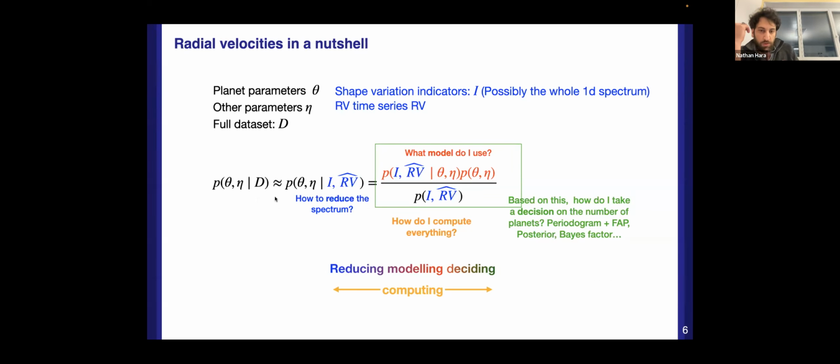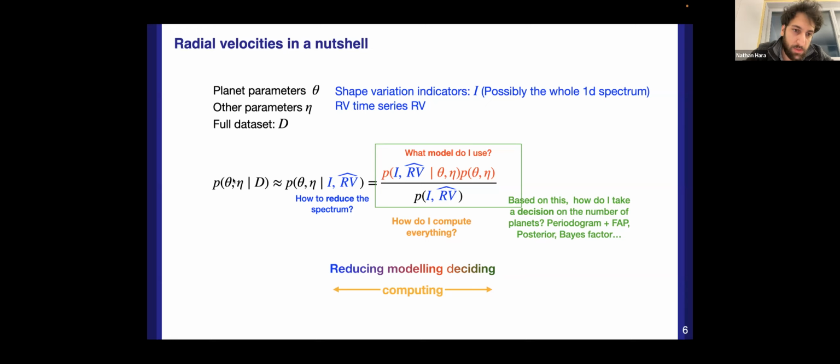Okay, so if we want to try to formalize the problem in a statistical sense of these different steps, let's say that we have planet parameters theta. This is what we want to learn about. We have other parameters, eta, which are, for example, the stellar rotation period and offset, everything that you want to determine other than planetary parameters. And at the beginning, you have a full data set, so you have your raw spectra.